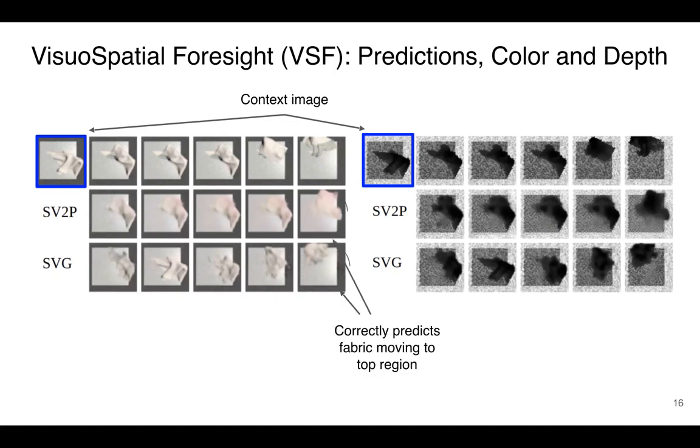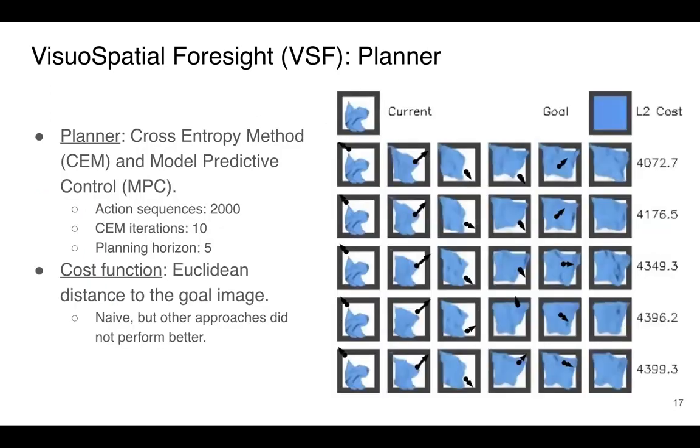And we see that even though the predictions tend to get blurrier as time goes on, they still roughly predict that the fabric moves to the top region. So these qualitative results, along with other quantitative results that we explored, suggested that the model might be accurate enough for planning. And that's the second major step of VSF.